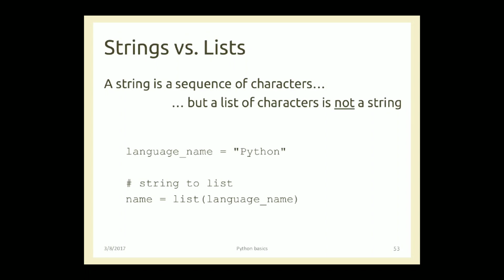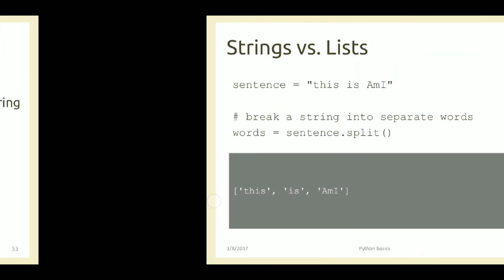If you want to convert this string into a list of characters, you can use the list function. So here in the last line it's written name equals list, and in the brackets this variable, language_name, is given. So this Python, which is a string, will be converted into a list having individual characters, P, Y, T, H, O and N, and all these characters will be enclosed in square brackets.